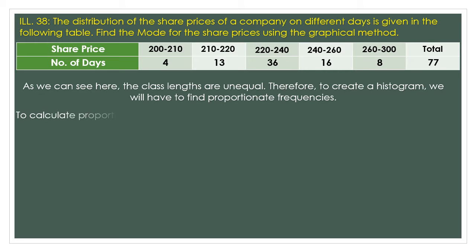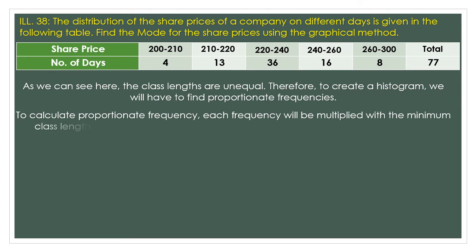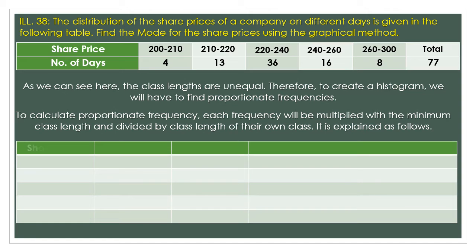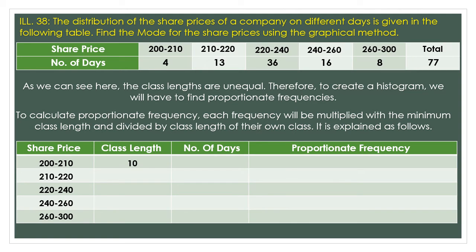And how we are going to do that? So to calculate the proportionate frequencies, each frequency of a class is multiplied with the minimum class length available and then divided by the class length of its own class. Let's see. I have shown the calculation in the following table here. First, the share prices, class length, number of days, and the proportionate frequencies. Then the share prices are like this. I have written down class length of each class for the purpose of simplification: 10, 10, 20, 20, and 40. Now the frequency, those are the number of days: 4, 13, 36, 16, and 8.